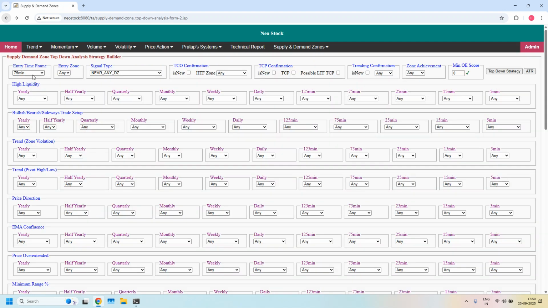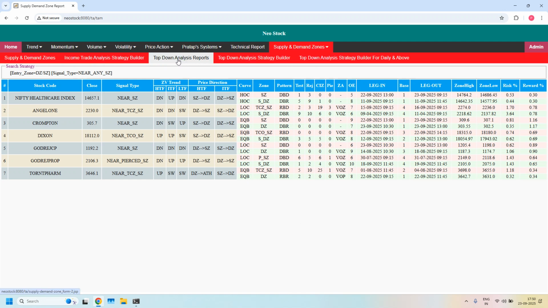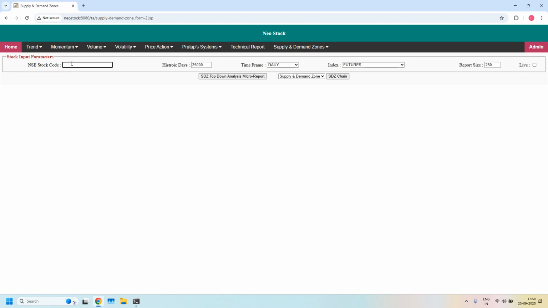Okay, next, for 75 minutes time frame, stocks near to the 75 minutes supply zone, we got 7 stocks. Let us identify 75 minutes high liquidity supply zones from this list. Now we don't have any 75 minutes high liquidity supply zones from this list. So this is about finding the stocks near demand and supply zones for daily and 75 minutes. Next, I will generate NIFTY and BANKNIFTY supply demand zone chain reports, starting with NIFTY.